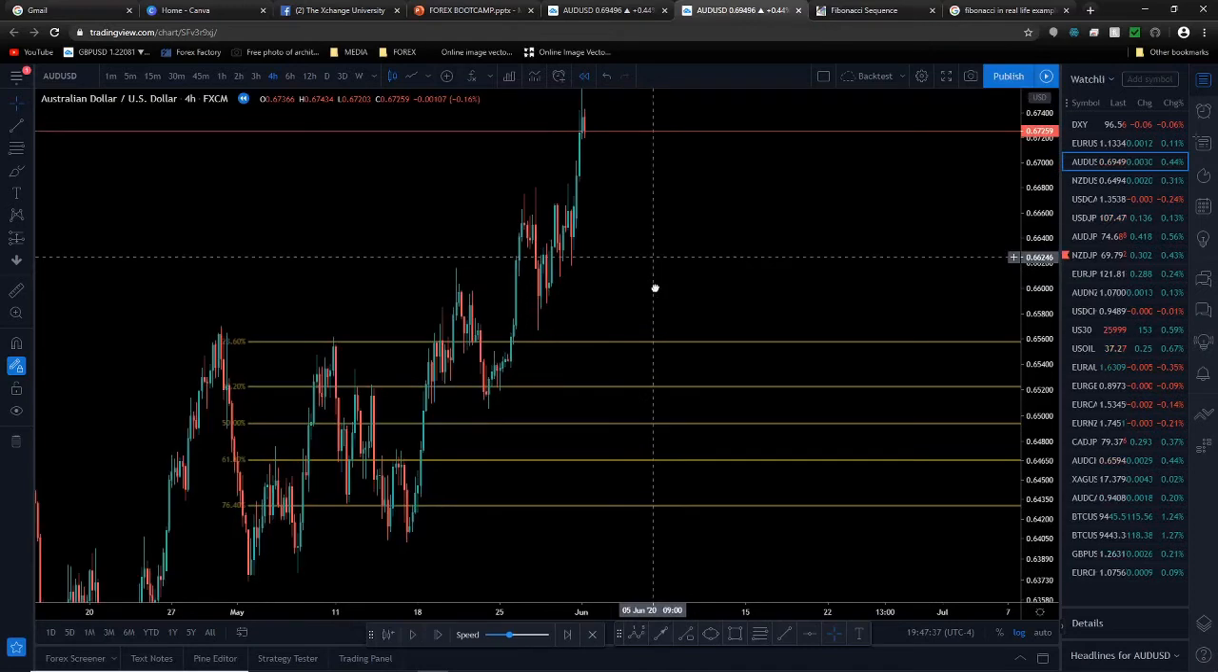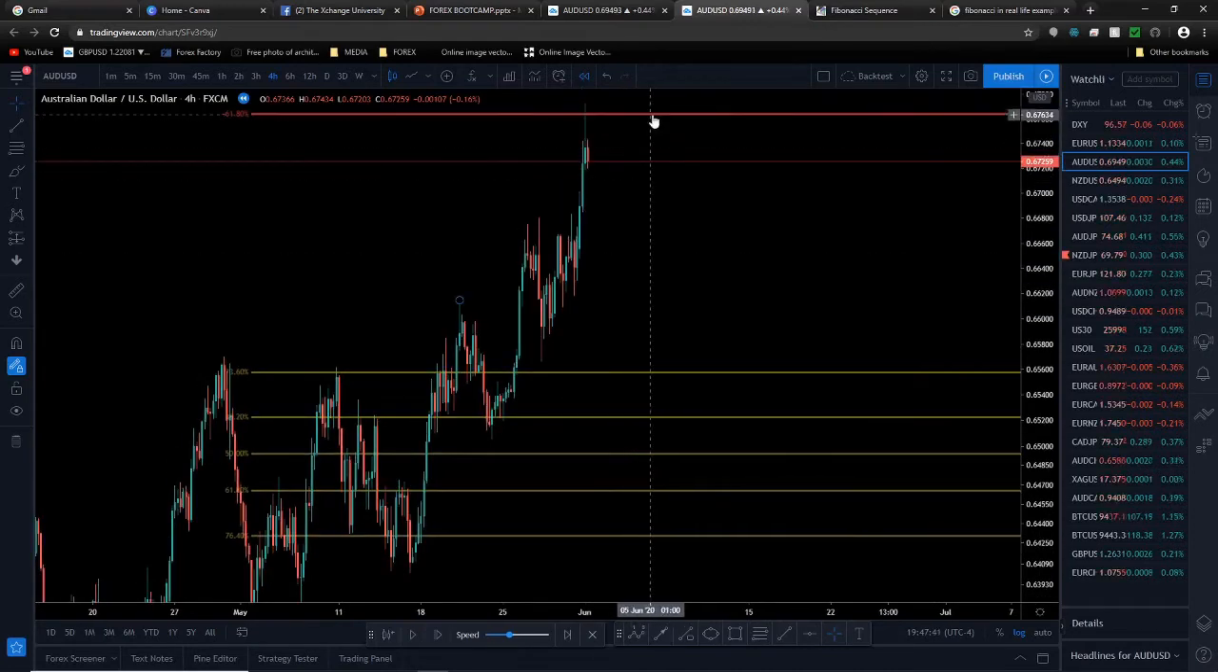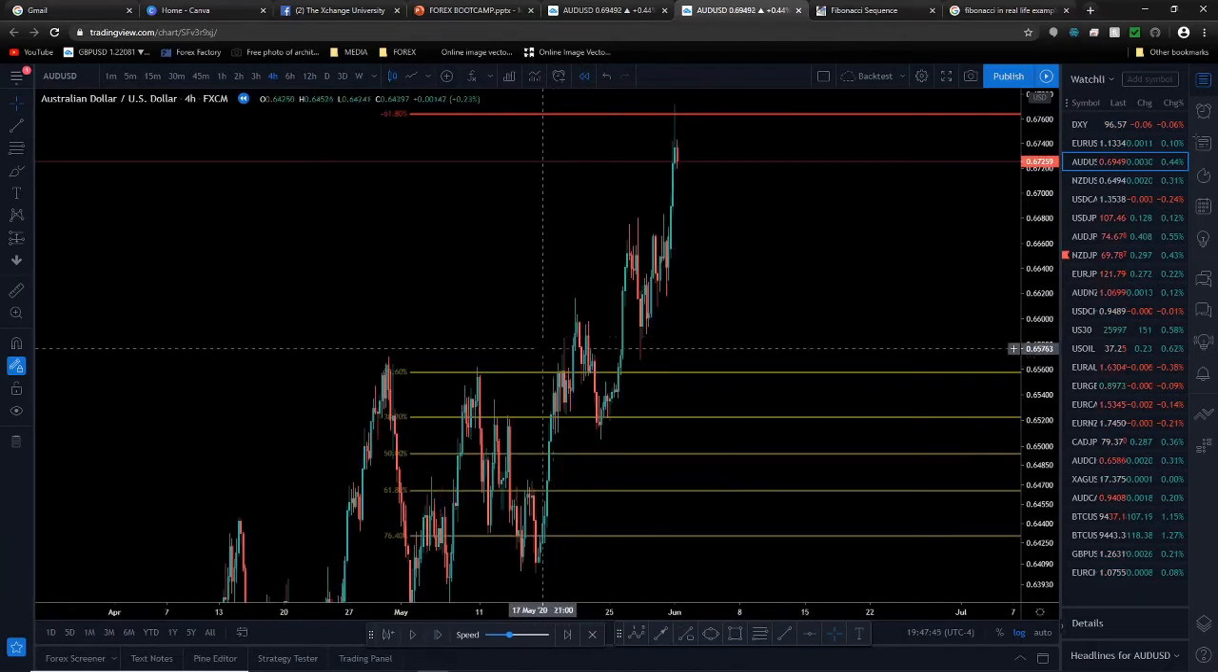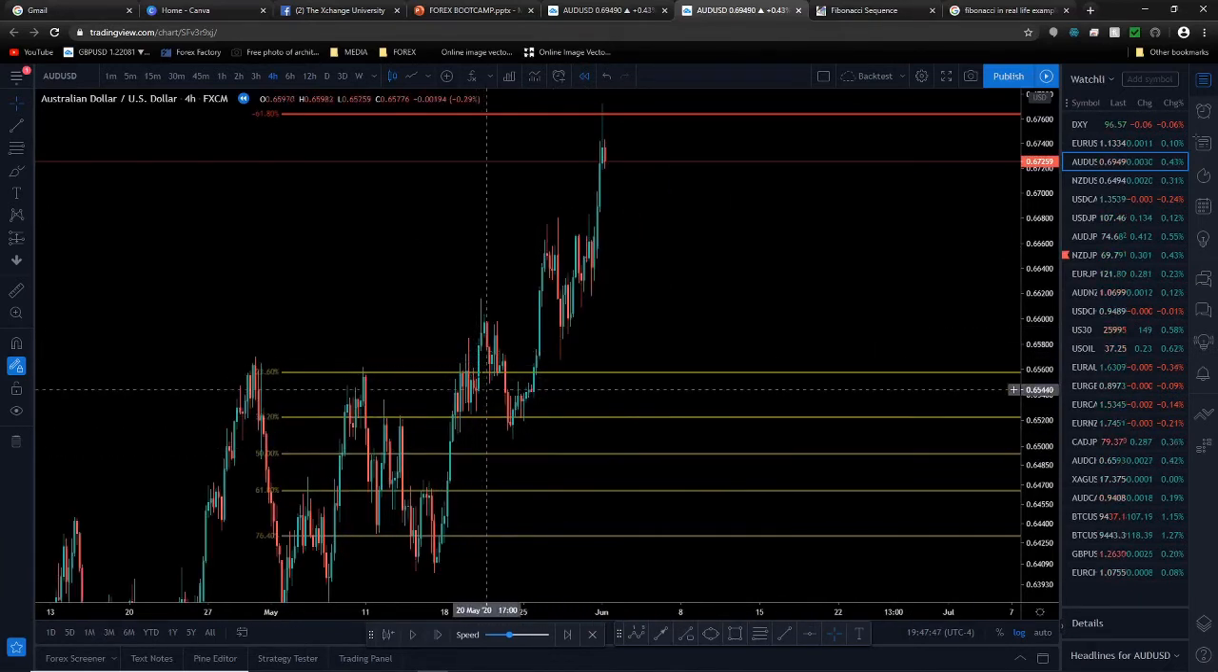But as you can see, it hit my extension perfectly. So you can almost bank on this. Like this, if this thing is going up, you get in on that retracement.